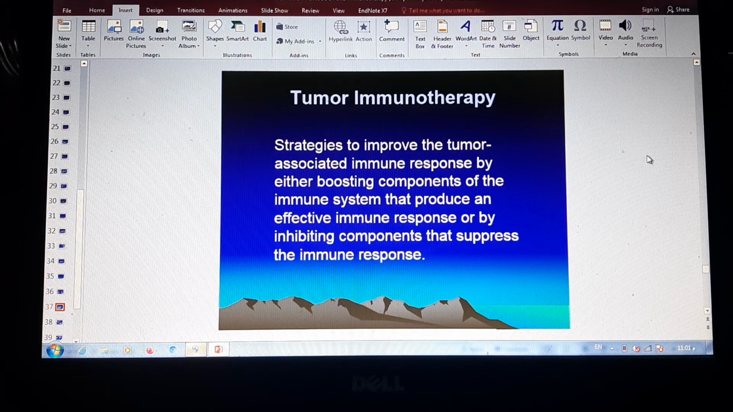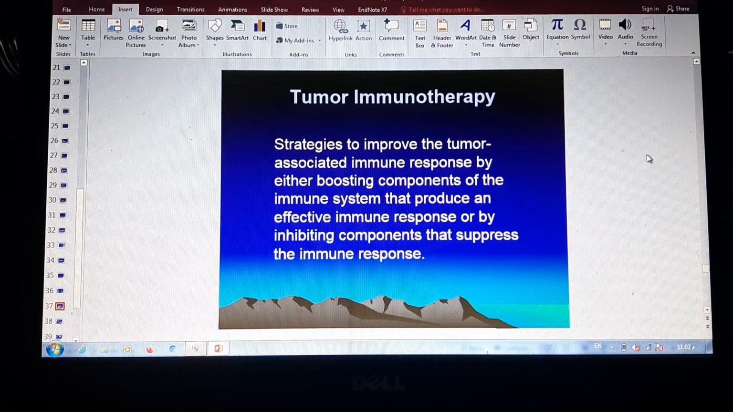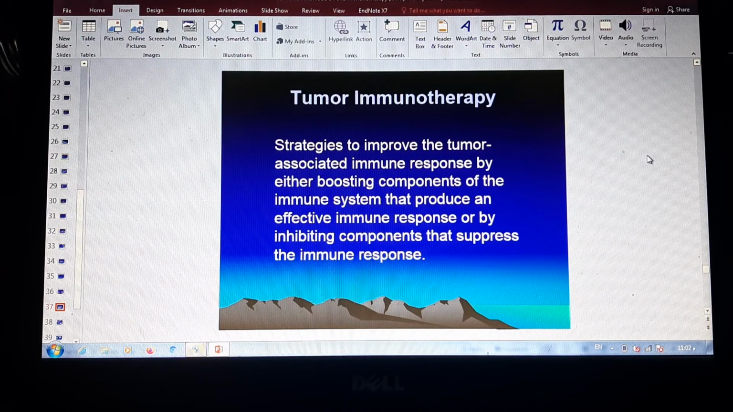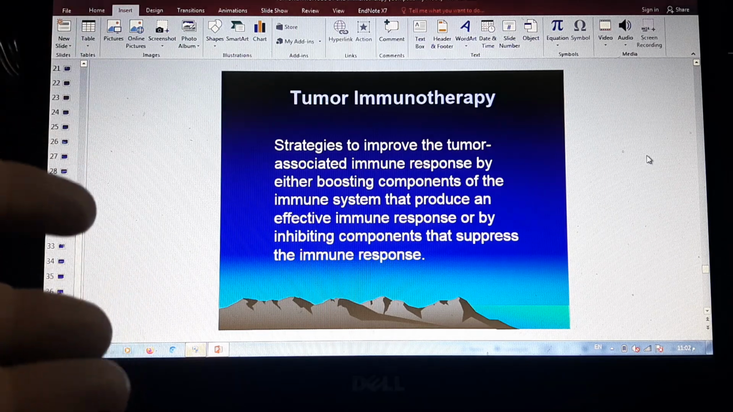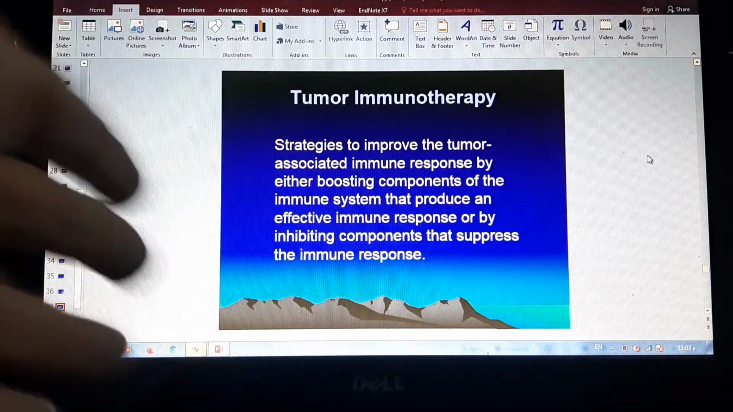the tumor, or by inhibiting the components that suppress the immune response. احنا مثل ما قلنا either by defect of the immune system or mainly by some mechanisms that are used by the tumor cells. They suppress the immune response. If we can inhibit these components from suppressing the immune system, the immune response will become very effective and can win the battle against the tumor in its early stages طبعا.